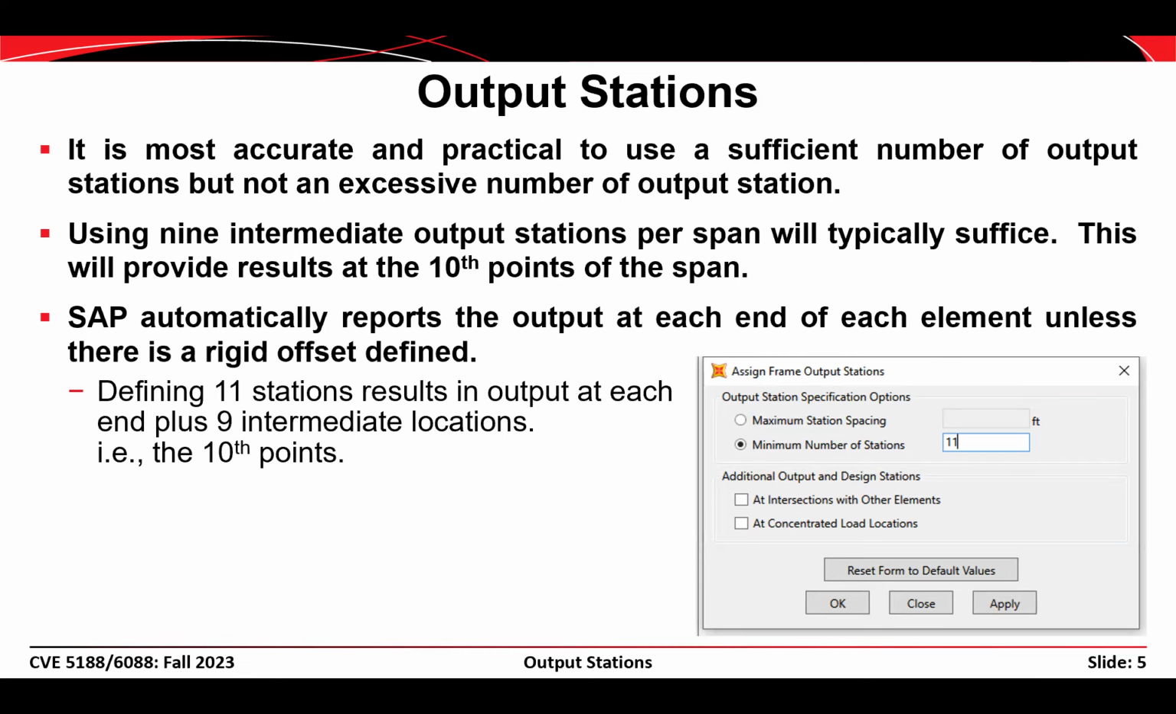We tend to see maximum output at points where we have concentrated loads. Consider a simply supported beam with a single point load in the middle. The maximum moment is under that point load, right? And so you can also check that box to tell it you want output under the concentrated loads. You can also tell it that you want output at intersections with other elements. And so those can be useful as well.